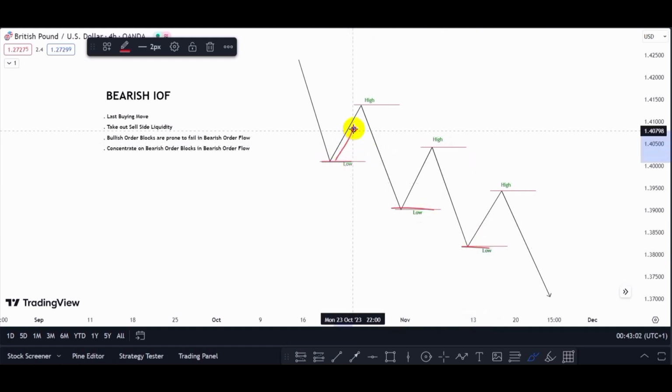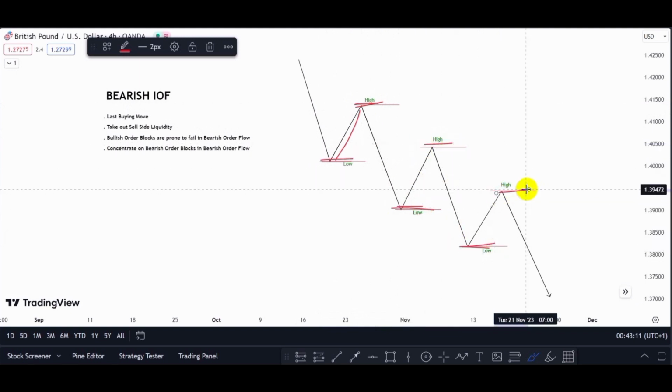So we pay attention to the buy move, meaning we pay attention to the lows and the highs in a bearish institutional order flow. So we pay attention to the bullish move, which is the retracement. And in the bearish institutional order flow, you don't pay attention to the bullish order blocks, because the bullish order blocks are prone to fail in a bearish institutional order flow. So we concentrate on the bearish order blocks in the bearish institutional order flow. So we're going to look at the chart for examples so that you perfectly understand what I'm trying to pass to you guys.